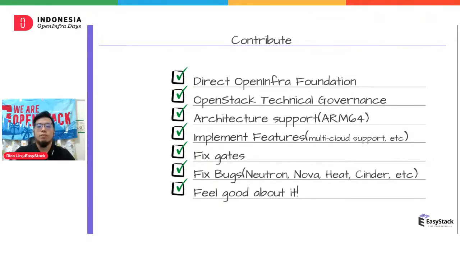And we also help implement features as well. Like if you go to the OpenStack orchestration services, orchestration services can now do multi-cloud support. That means you can orchestrate across multiple OpenStack clouds with only a network connection in between. And that is very awesome stuff. And we also like fixing bugs and fixing the gate.